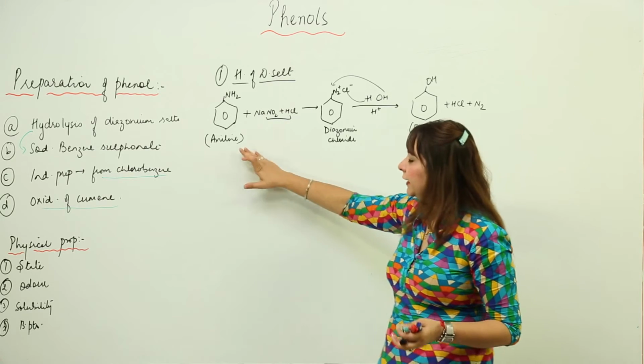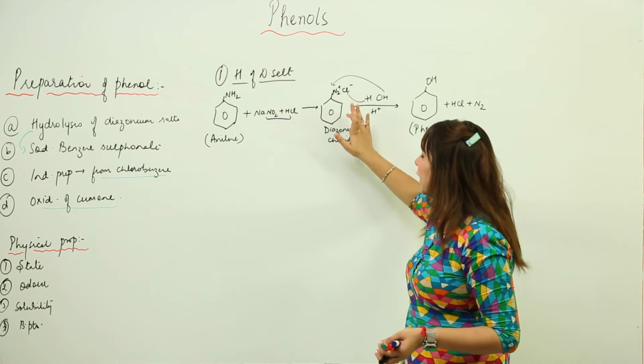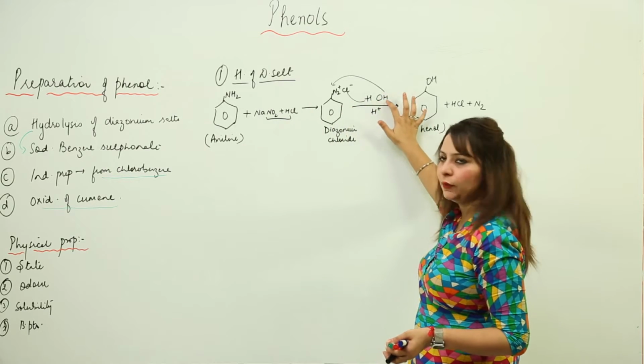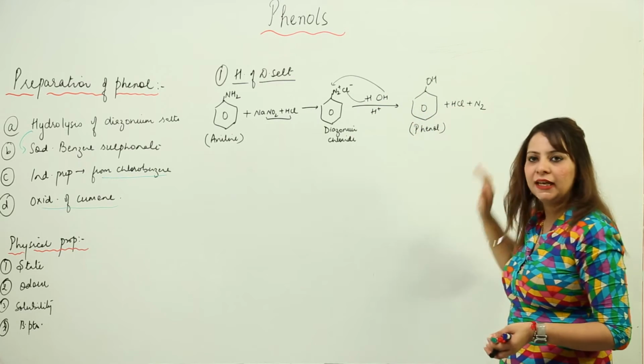Right, I think it's clear. Aniline with the combination NaNO2 with HCl, we add them, we get diazonium chloride. Then hydrolysis, we add water, it occurs in presence of acid, and particularly we get phenol with HCl and N2.